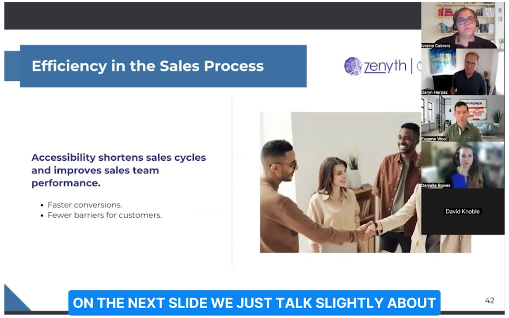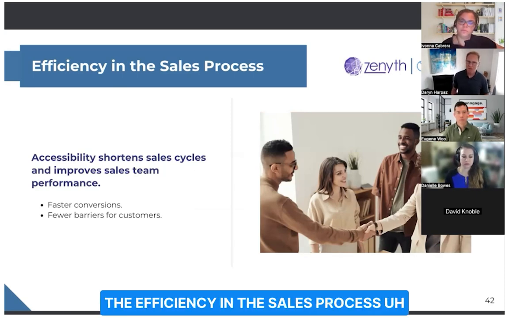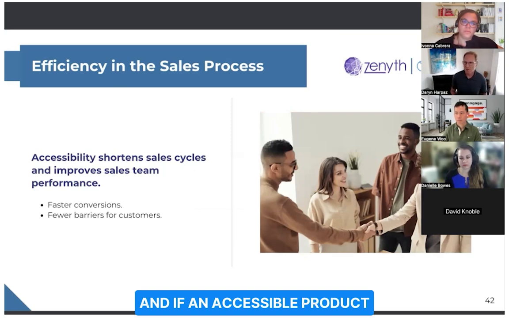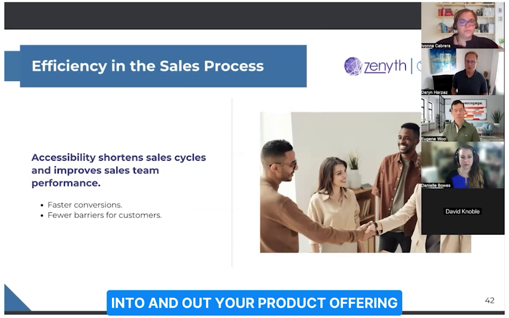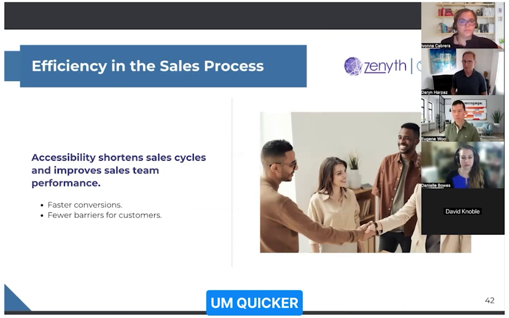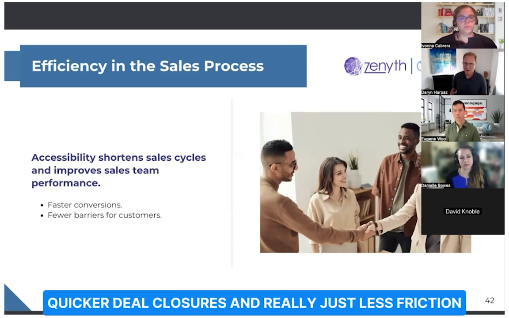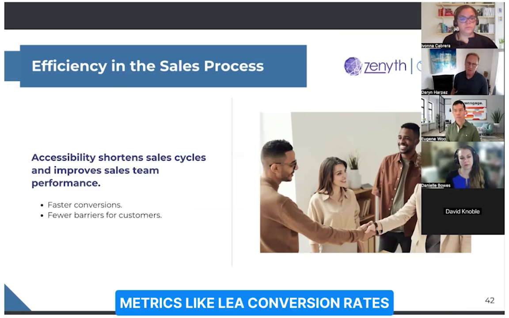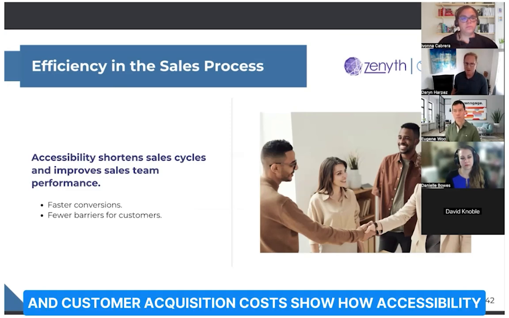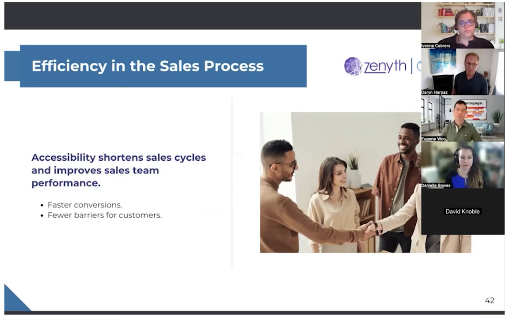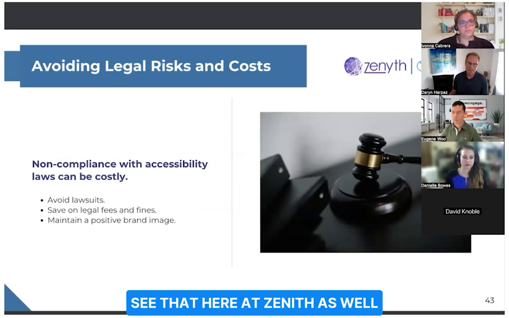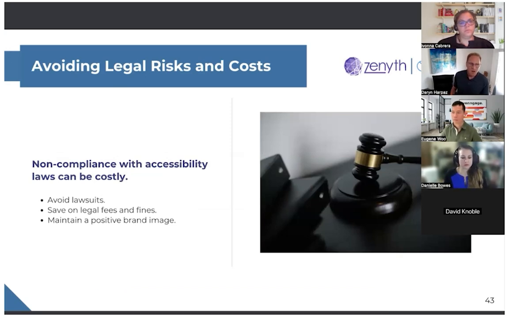On the next slide, we just talk slightly about the efficiency in the sales process. An accessible product or an accessible service helps users get into and out of your product offering quicker, reducing the time it takes to move through the sales funnel. So this basically translates to shorter sales cycles, quicker deal closures, and really just less friction for your team. Metrics like lead conversion rates and customer acquisition costs show how accessibility overall boosts sales efficiency. We certainly see that here at Zenyth as well.